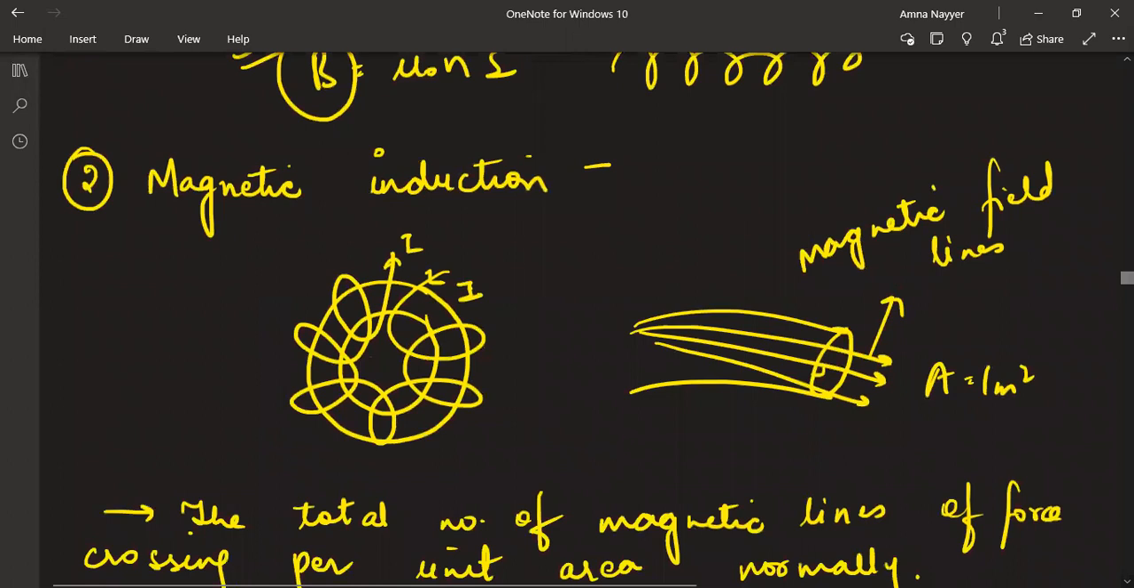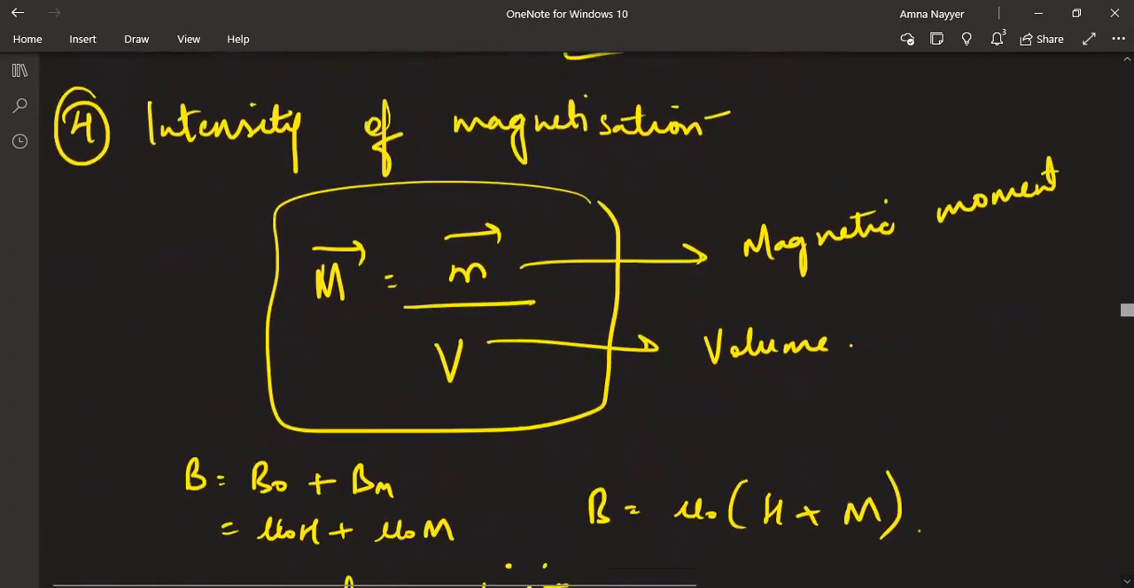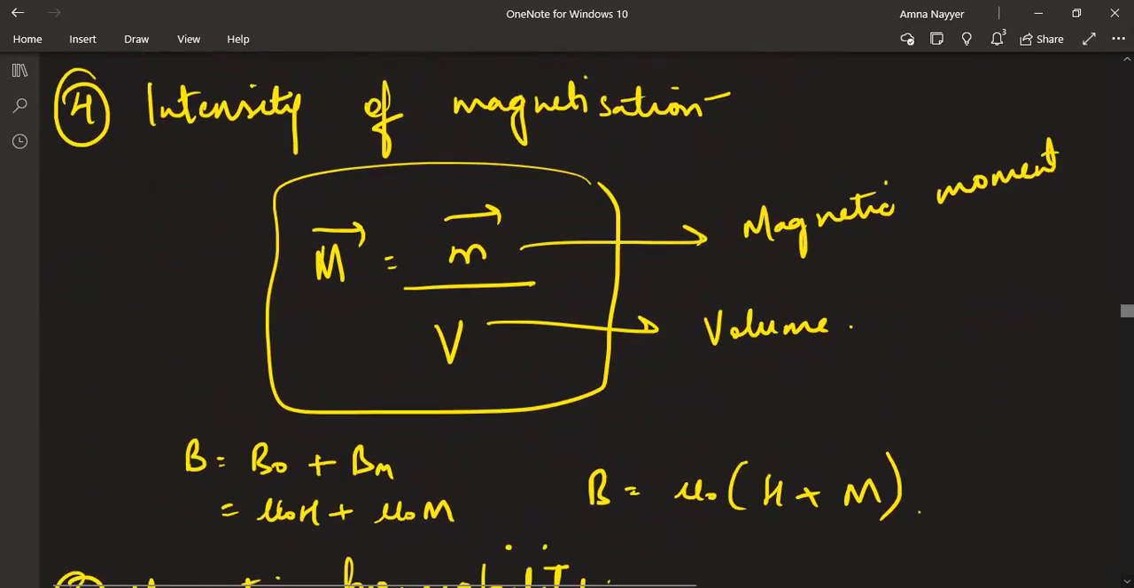Then you have magnetic induction also, number of magnetic field lines that are present. Then magnetizing field intensity is there. Magnetizing field intensity is represented by H, which is number of turns times the current, N into I. Then intensity of magnetization, you have magnetic moment per unit volume. Like current density, we had current per unit area. So similarly, it's like intensity of magnetization.